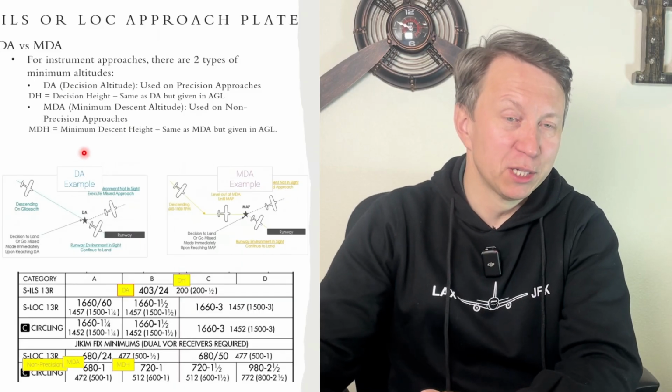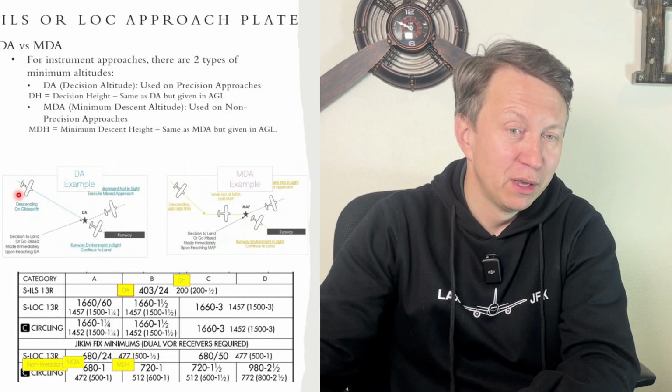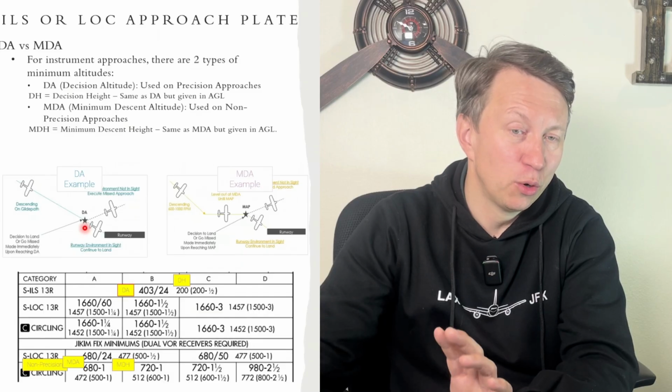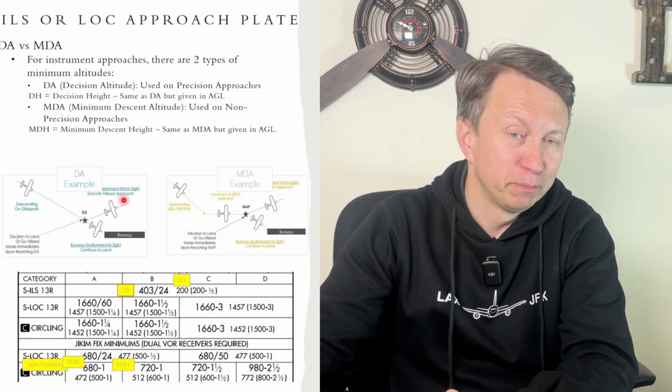Seems like a simple concept, but I'll reiterate once again. Decision altitude: you are descending on a glide path. When you hit that altitude on the altimeter, you make a decision. Either you continue to land if requirements are met, or you initiate a missed approach. You do not level off.